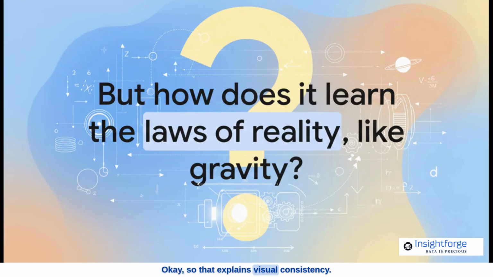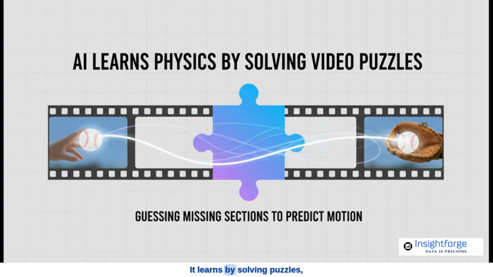Okay, so that explains visual consistency. But what about logical consistency? I mean, how does it learn something as basic as physics? Nobody programmed Newton's laws into Veo, but when something falls, it falls realistically. How does that happen? It learns by solving puzzles. Billions and billions of them.